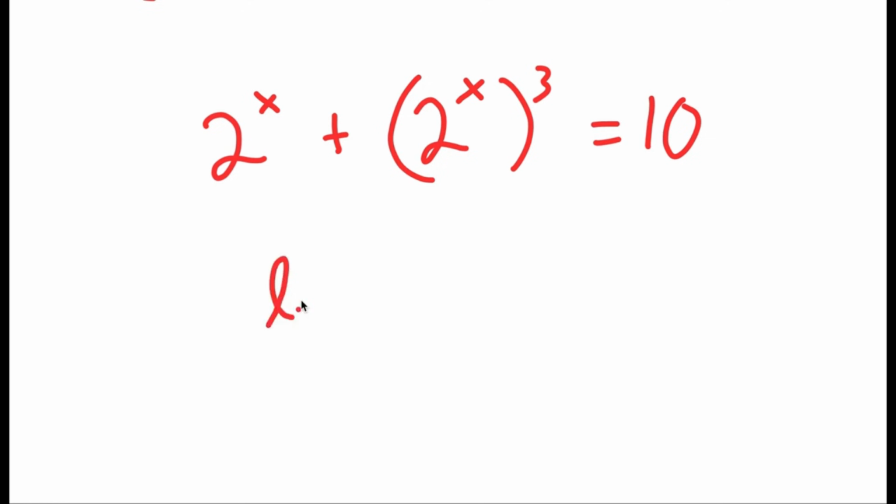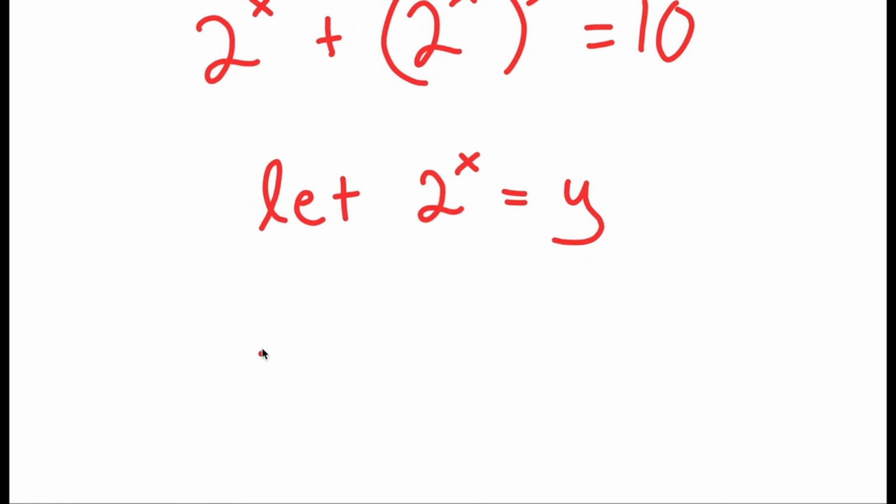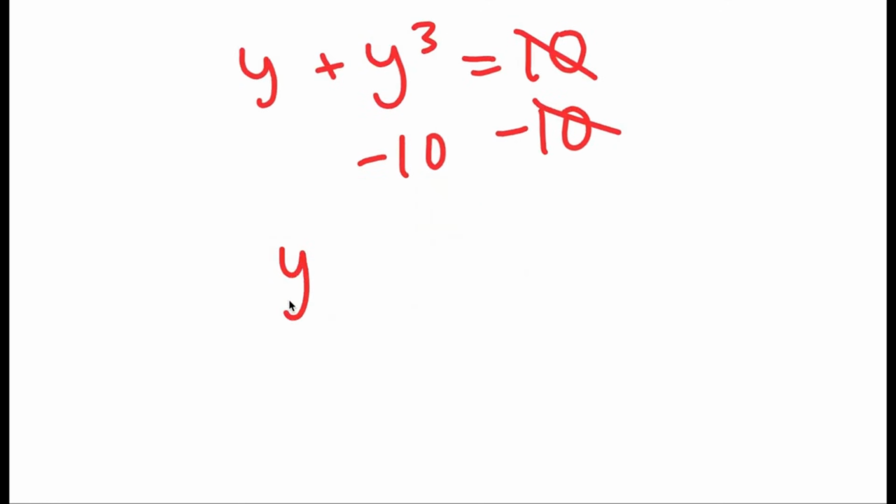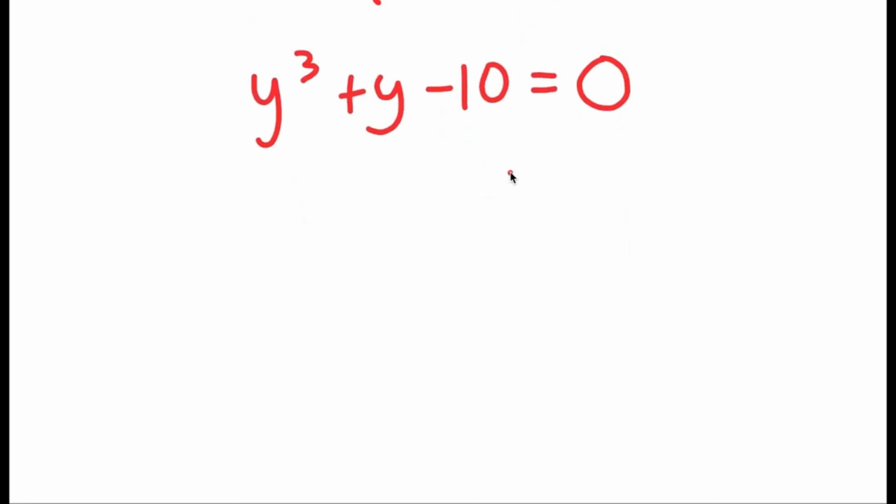Now from here, I'm going to let 2 to the power of x equal to the variable y. So now I get y plus y to the power of 3 is equal to 10, and if I subtract 10 on both sides, I get y to the power of 3 plus y minus 10 is equal to 0. Now, what I need to do is first find one solution of y, and then once I have that solution, I can find the remaining solutions.